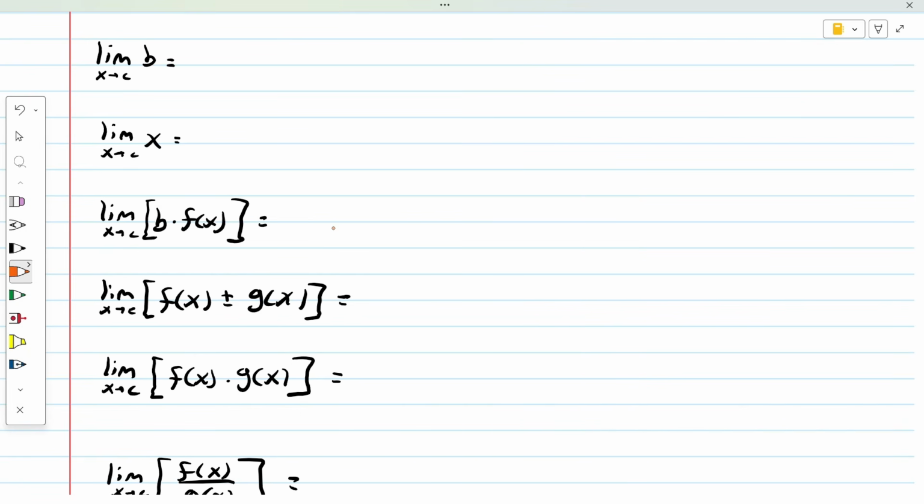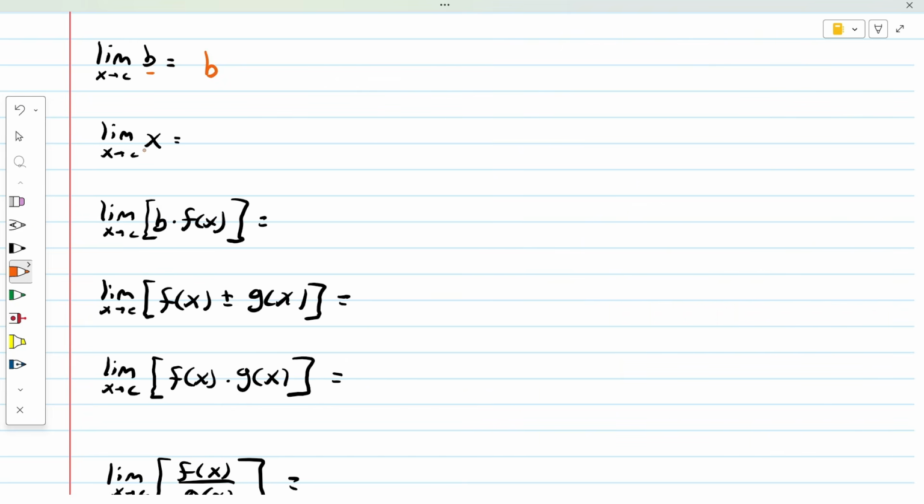Hello everyone, in this video we're going to learn about limit properties. So let's first go through all of them and then we'll see how we can use them. So let's start with the constant rule. Anytime we take the limit of a constant, it just equals the constant itself because the constant is never changing.